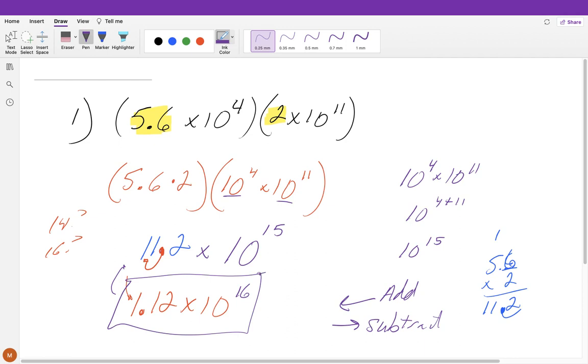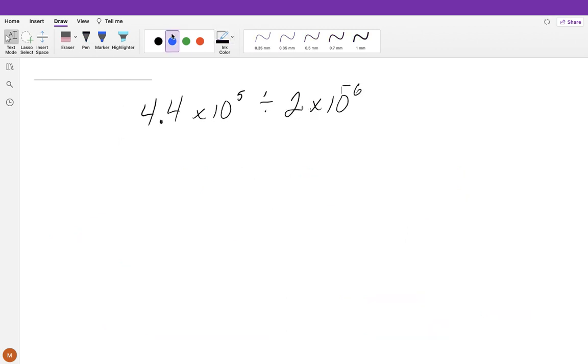All right, so when we're multiplying, and as you're going to see, dividing scientific notation, we just multiply or divide the numbers that we have, like the 5.6 and 2, and then we use our exponent laws to either add or subtract the powers for that scientific notation. All right, there's maybe one or two more questions we'll go through, and that'll be it for this.